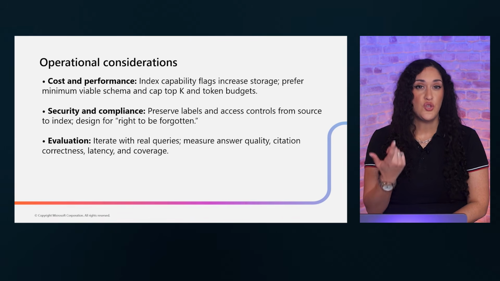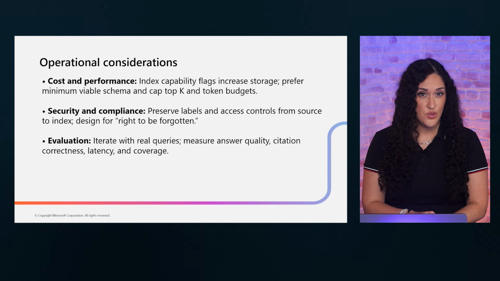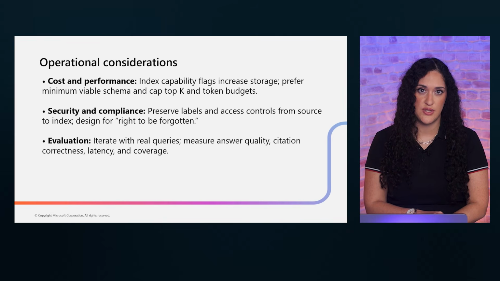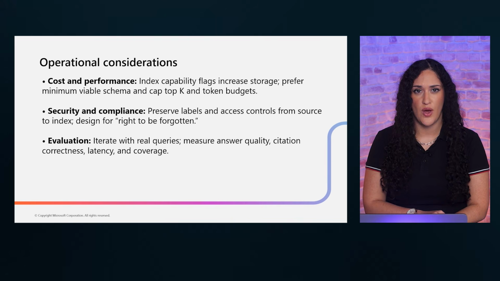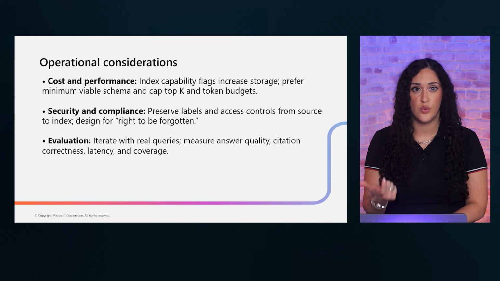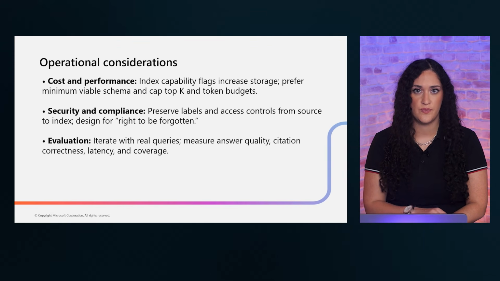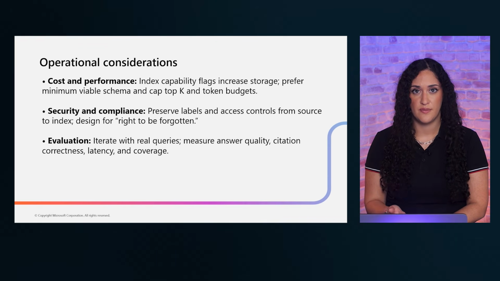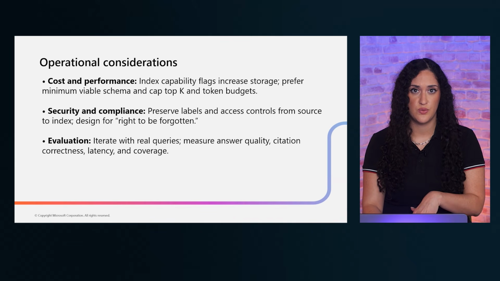So let's cover the operational considerations that keep your grounding solution healthy in production. Operational considerations keep your grounding solution healthy by controlling costs with minimal viable schemas and capped token budgets. Make sure you preserve security labels and access controls throughout the pipeline. Iterate with real queries measuring quality, citation correctness, latency, and coverage. The best practice here is to build monitoring into your architecture from day one. Grounding systems require ongoing attention, not a deploy and forget approach.